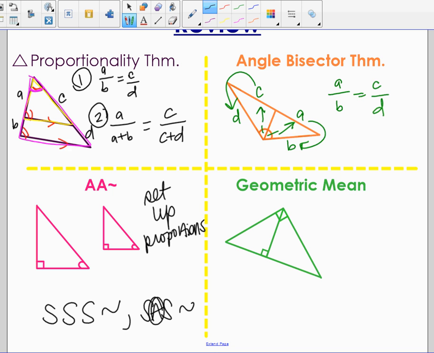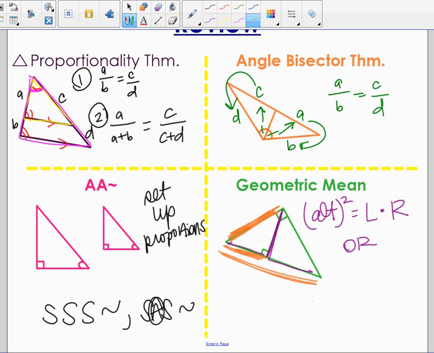Okay, and then the last one is the geometric mean. So remember there's two of those. That's either your altitude squared equals left times right. Or if you're given the leg, remember it could be leg squared equals short adjacent times long, which is your hypotenuse. It doesn't matter how you think about it. Just make sure that it's the whole thing. So based on those four, we're going to use those in order to solve the problems today.